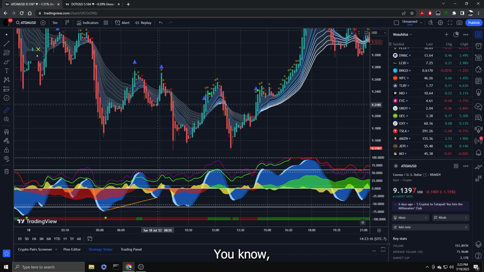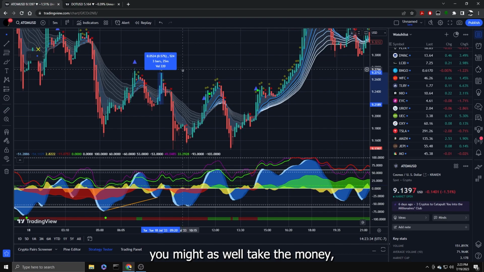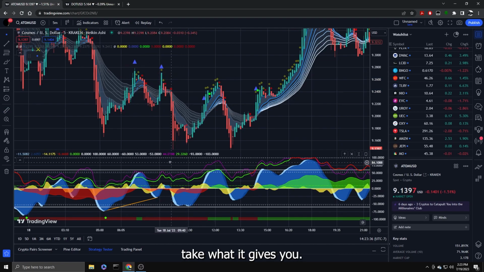You know? Look at this one. 0.5%, 25 minutes. Am I excited about that? Not at all. But at this point, if you're zoomed in on the 5-minute time frame, you're probably using leverage. 5, 10x. 10x leverage on an easy half-hour trade like this, might as well take the money. Take what it gives you.